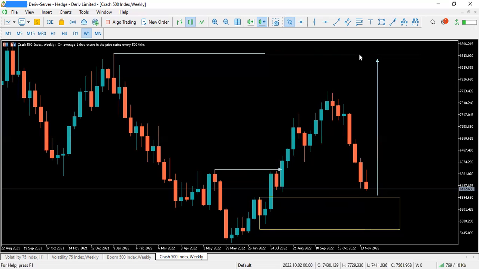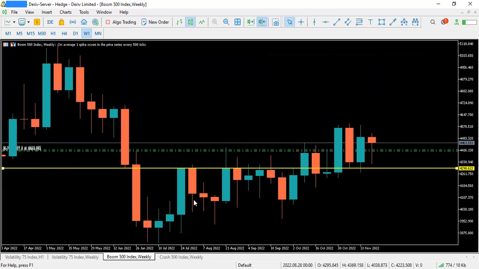My TP1 that I'll most probably be looking at is maybe this recent swing high, this one, or this supply zone here. So TP1, TP2, TP3, something like that. So far, I'm still waiting for it to tap into there.